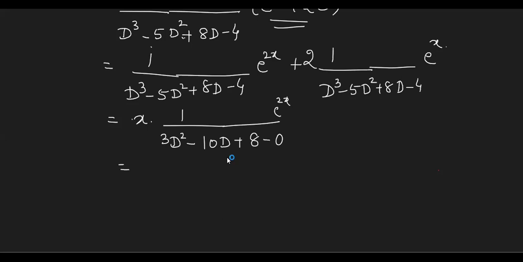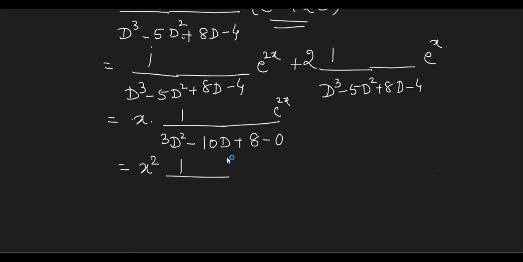Just check. Replace d by 2, it becomes 0. Yes, confirmed? Yes, ma'am. So if it is 0, what has to be done again? Don't replace, correct? Multiply by 1 more x.